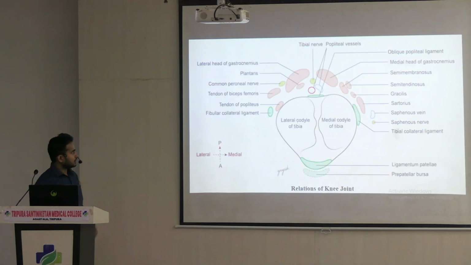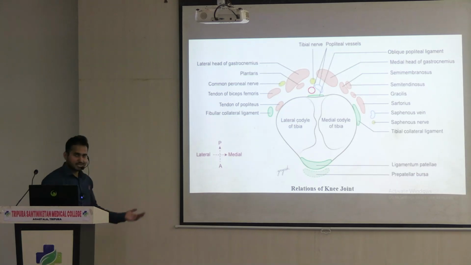Next, the relations of the knee joint. So this is the superior view of the knee joint, where this is the posterior side, this is the anterior side, this is the medial side, and this is the lateral side. Okay. So mostly, if you see the muscles, they are situated on the posterior and on the lateral aspect. Similarly, the important blood vessels and nerves are also situated on the posterior aspect and the lateral aspect.